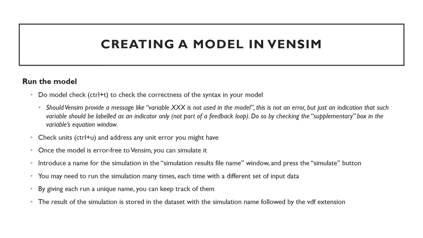Once the model is error-free to VentSim, you can then simulate it. Introduce a name for the simulation in the simulation results file name window and press the simulate button. You may need to run the simulation many times, each time with a different set of input data. By giving each run a unique name, you can keep track of them. The result of this simulation is stored in the dataset with the simulation name followed by the VDF extension.